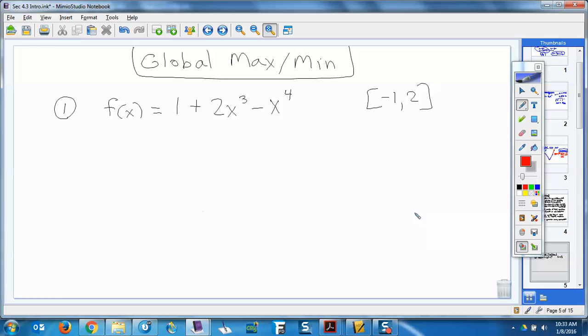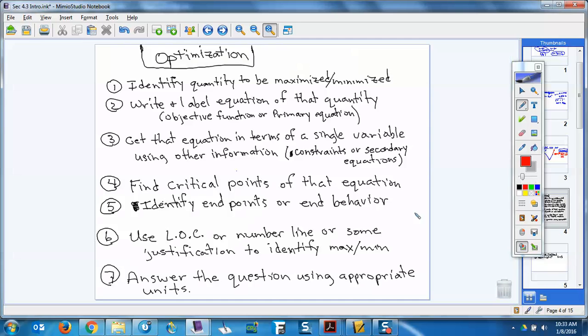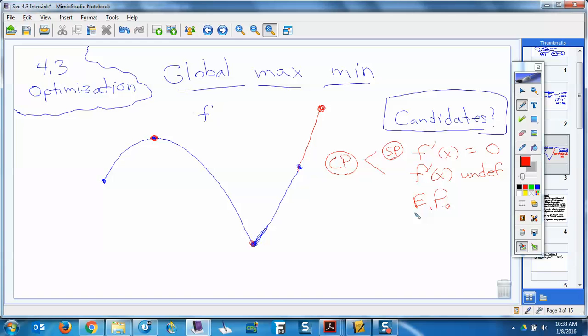But the problems we're going to spend our time on are not quite that simple. We're going to have to come up with the thing we're trying to maximize or minimize, and decide if there are endpoints or not. So to find our global max min, we have to go through this process. Whatever we're trying to optimize, I'll use the word optimize a lot, we need to have an equation for it. Then we set the derivative equal to 0, see if the derivative is ever undefined, and see what our endpoints are.